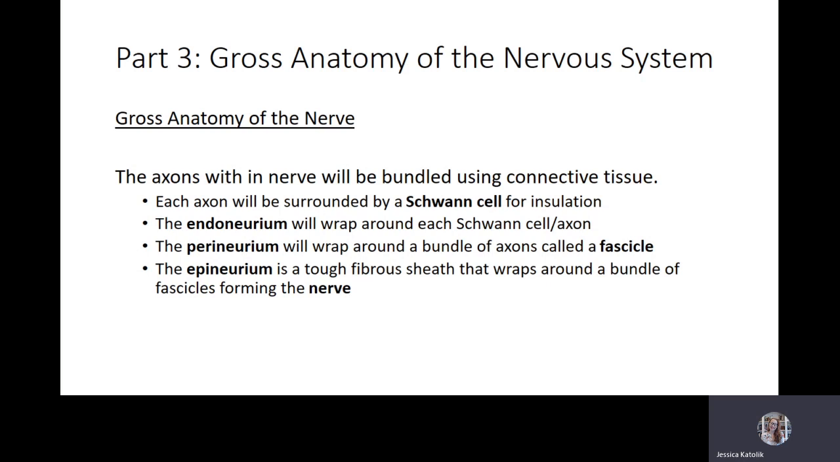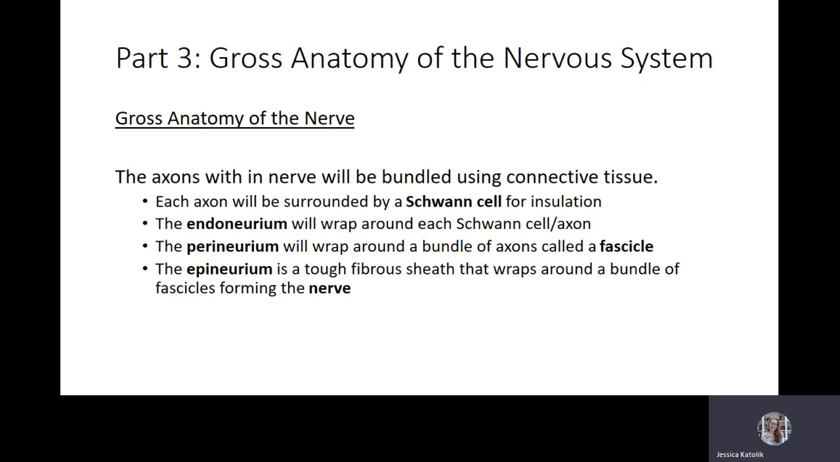Then we can take a bunch of these wrapped axons and bundle them together to form a fascicle, just like we have fascicles in muscles. These bundles of axons, or fascicles, are then wrapped with another piece of connective tissue called the perineurium. Peri refers to around, so to wrap around. That's essentially what this piece of connective tissue is doing. It's wrapping around a bunch of axons, forming a fascicle.